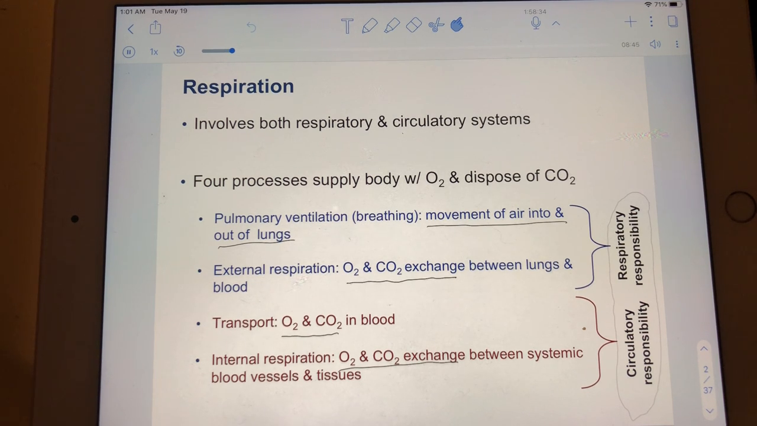Therefore, most of the functions of the respiratory system are very tightly interwoven with the circulatory system. Circulatory system doesn't do its complete job without respiratory system. Respiratory system can't do its complete job without circulatory system, okay? So very co-dependent, if you will. Let's start looking at anatomy on slide 4.